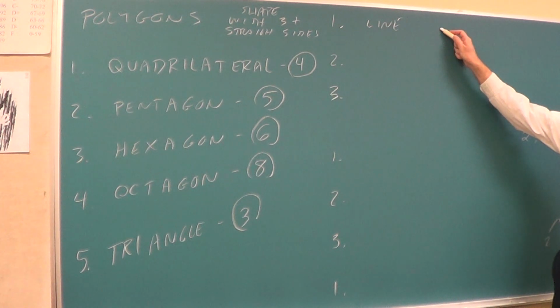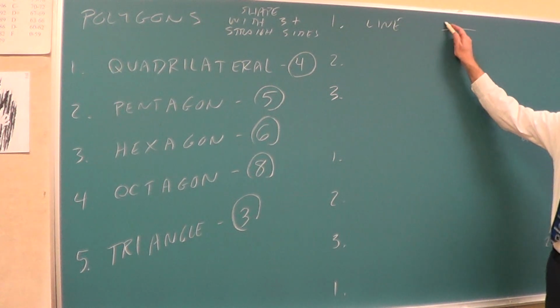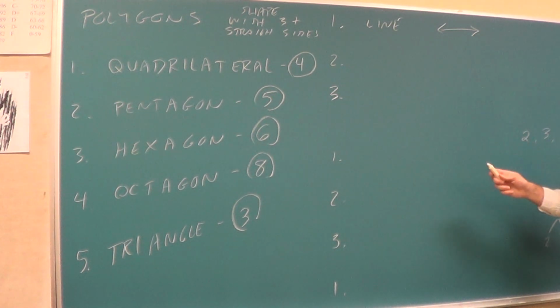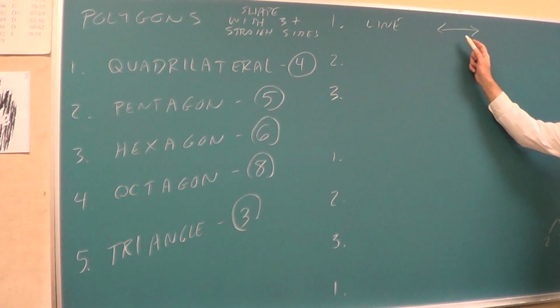So if you're going to draw me a line, it would need arrows. How many arrows? 2. What does that mean? It's like a number line. It goes on forever. It goes on forever for the positive numbers and the negative. It goes on forever in 2 directions.